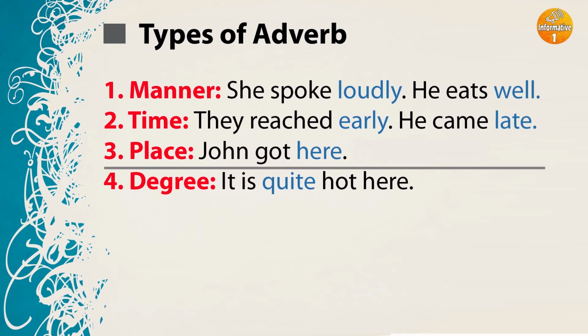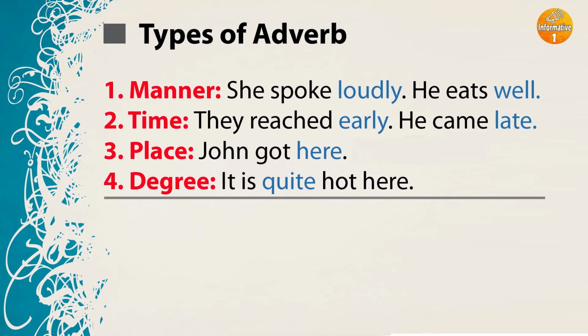Then you have adverbs of place. John got here. Here is, again, it refers to the place. So it's an adverb of place. Degree. It's quite hot. Now, quite here is the adverb of degree, and you can use other adverbs here like it's rather easy, or it's fairly green. So fairly would be a degree of the adjective green, and these are all different types of adverbs.